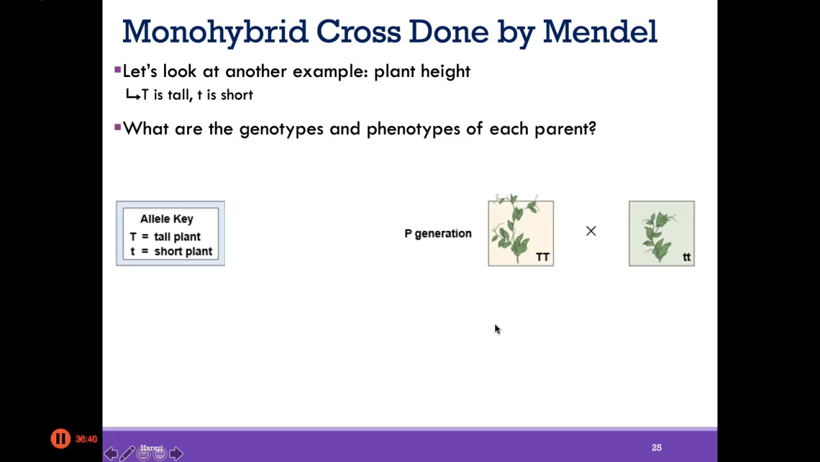So here we have a tall parent and a short parent. Tell me the genotypes and phenotypes of each. And I just basically told you half of them, right? So the phenotype of this parent is tall, and the genotype is big T, big T. The phenotype of this parent is short, and the genotype is little t, little t. Right? So we have big T crossed with a little t. Tall crossed with a short.